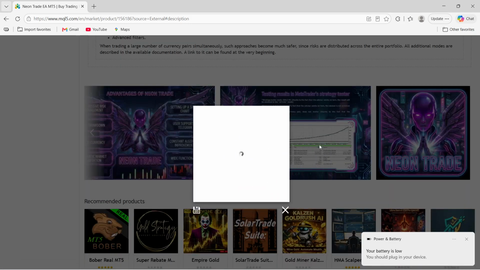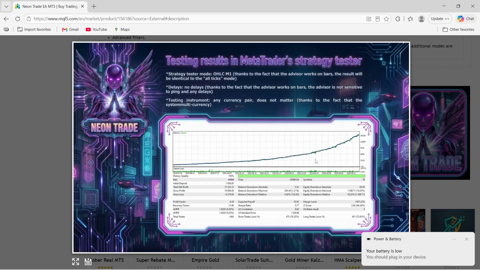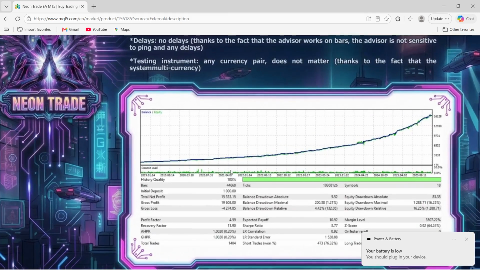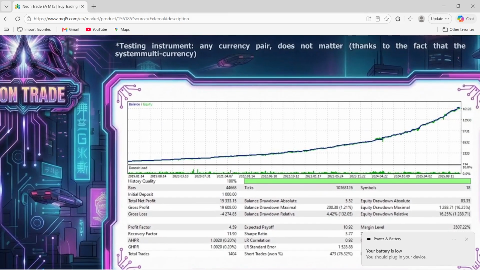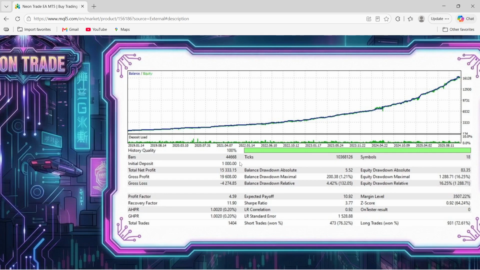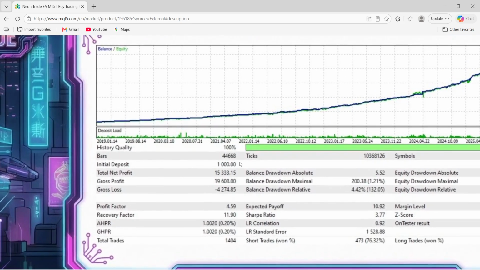Now, I was going to test this EA personally, carry out my own backtest and compare it to the developer's claim. Okay, I think we have a clearer image now. It's finally opened. So the total net profit was $15,333, as opposed to what I said earlier. Aside from that, I think everything else was accurate. The profit factor still remains 4.59, and the balance drawdown still remains 1.21%.